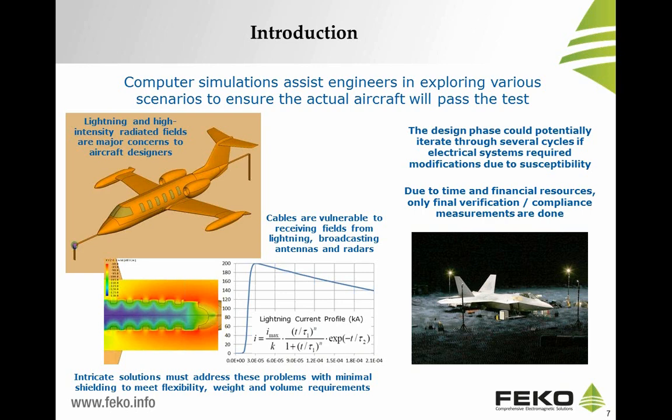In this example, the user was interested in the effect of lightning, and as you can see, the lightning current profile is shown there. Typically, lightning has a very slow decay in the current, which means that if one would have used a native time domain solver, you would have required quite a long time duration and also very narrow time steps.